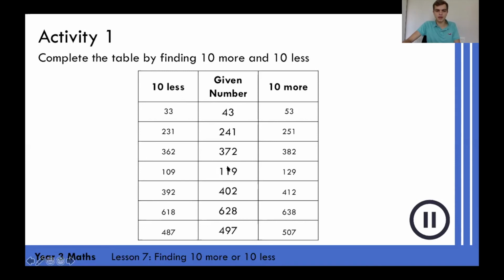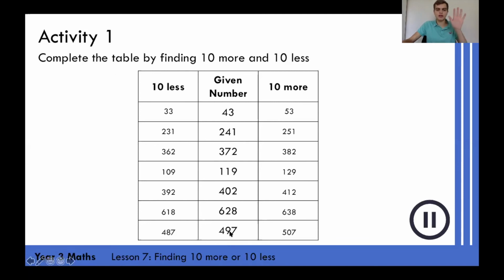Let's have a look at 119. 119 has got 1 ten. Take 1 ten away to find 10 less. No tens left. 109. And if I'm adding 1 ten, I've got 1 ten here. Add 10 to find 10 more. 129.